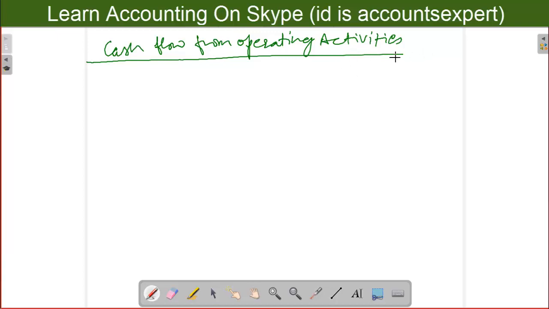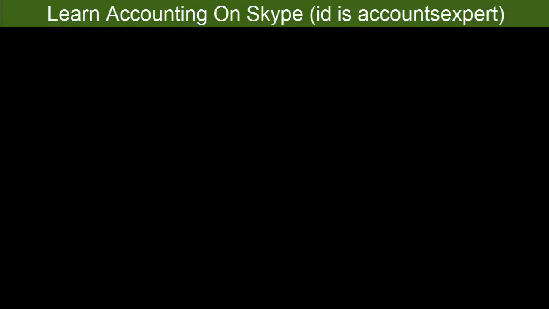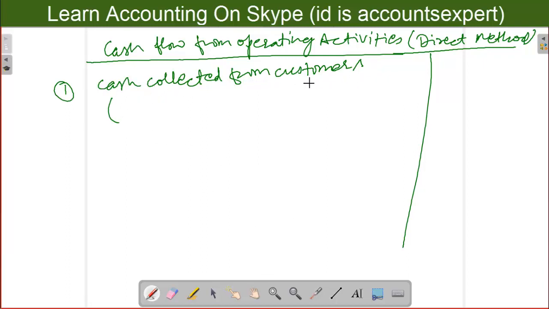And which method we are following? Direct method. There are two methods, so direct method we are following. So in direct method, first we will write cash collected from customers. And for this we have one formula, isn't it? So cash collected from customers we have to take first. For that the formula is what?